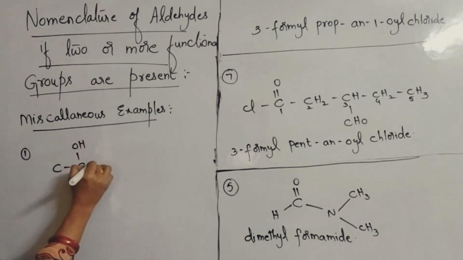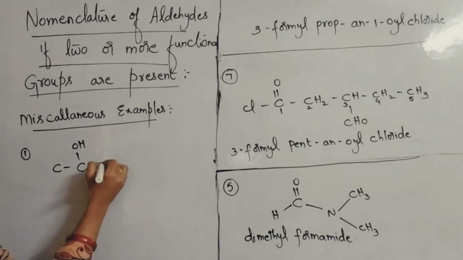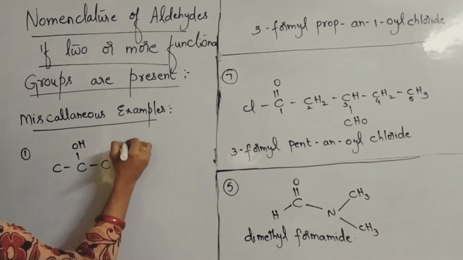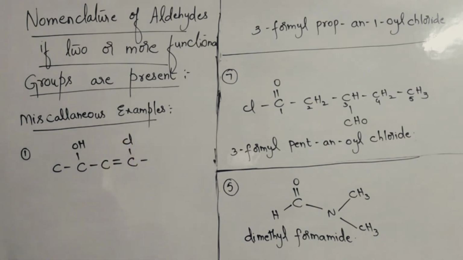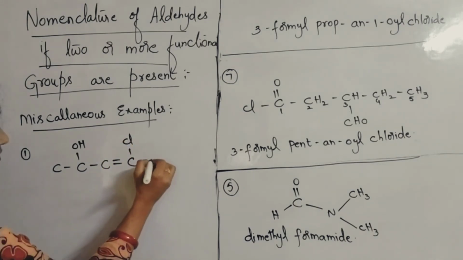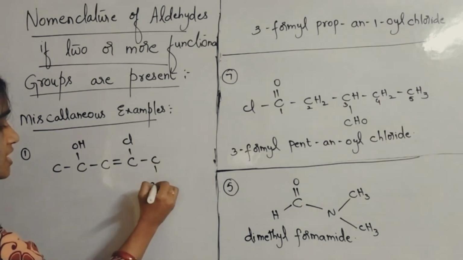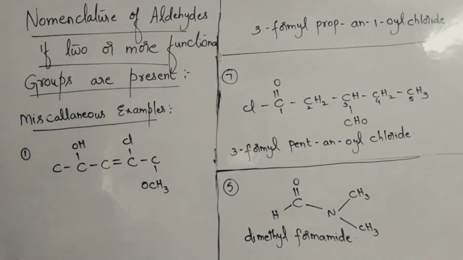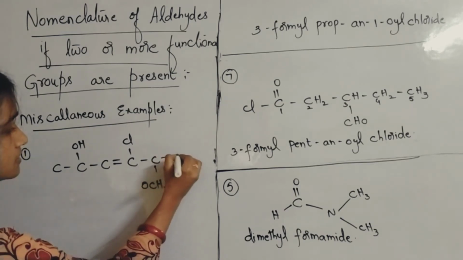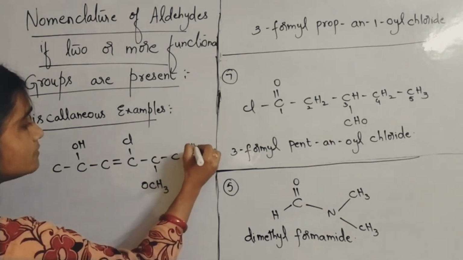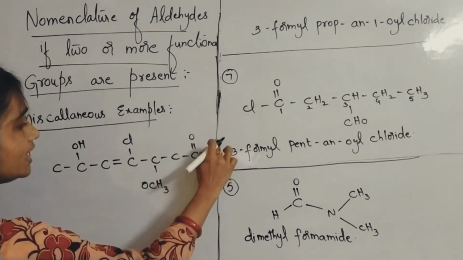OH is attached here. C, double bond is there. Again C, chlorine is there. And then C, for this OCH3 is there. Okay, this is what? Methoxy. Please try to recall. Okay, C, for that C double bond OH, like this, the question is there.